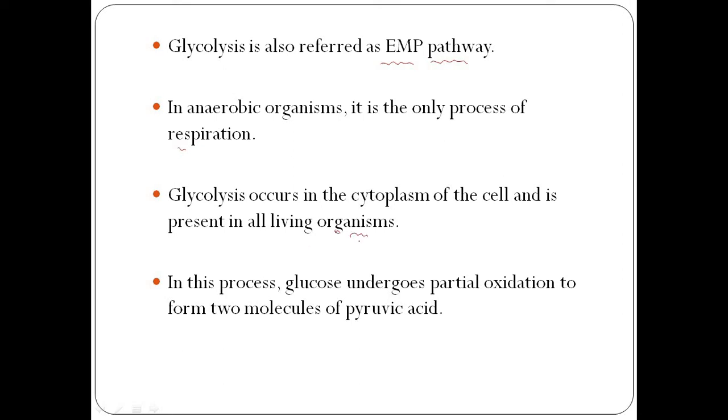Glycolysis occurs in the cytoplasm, and it is one kind of anaerobic respiration, but you can say it's a facultative kind of respiration because it can continue in the presence or absence of oxygen. In this process, glucose undergoes partial oxidation to form two molecules of pyruvic acid. Anaerobic oxidation liberates very little energy due to incomplete or partial oxidation of glucose, and glycolysis is one such kind.